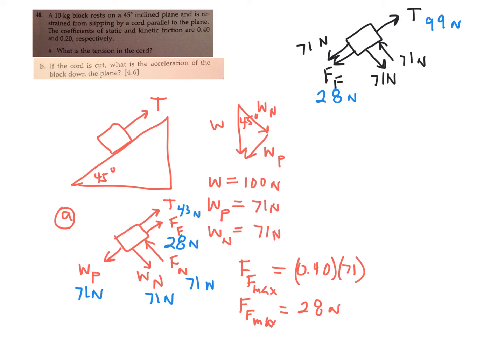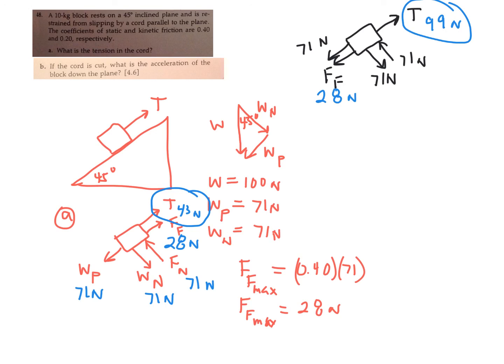But if I pull just barely harder than 99 newtons, this thing will start to accelerate up the ramp, and then we'd have a kinetic situation up the ramp. So what I'm saying is this: the tension in the rope, for the block to stay stationary, can be anywhere between a 43 newton force over in this first diagram up to 99 newtons. Anywhere in there, the block will stay stationary. If you pull harder than that, it will start to accelerate up the ramp. If you pull less than that, the block will accelerate down the ramp. And now, if you cut that string, like in part B, that tension force disappears altogether.